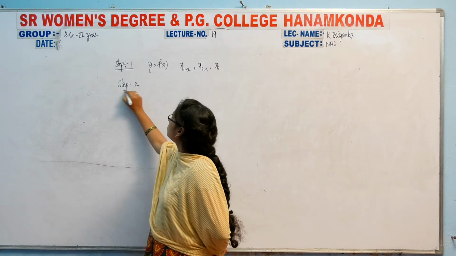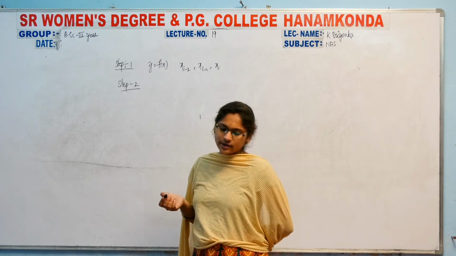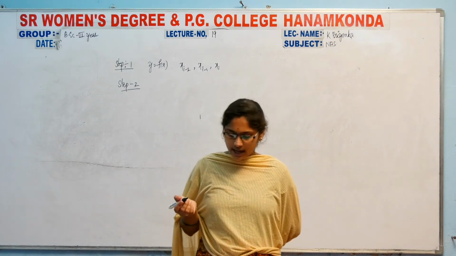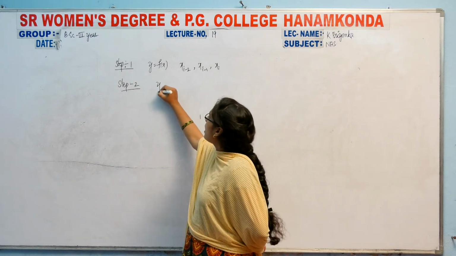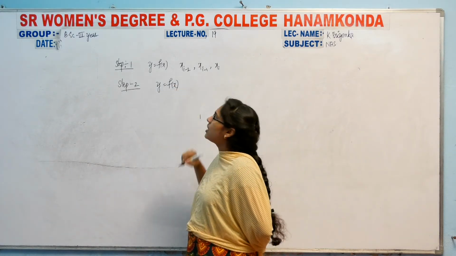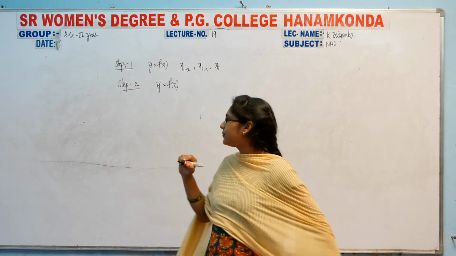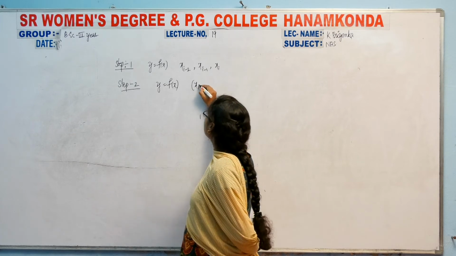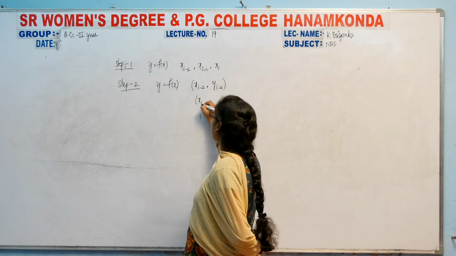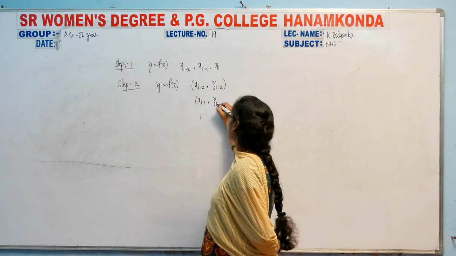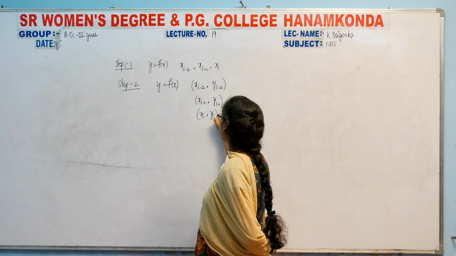Step 2. Consider any three distinct points on the curve y equal to f of x. What are the points? xi minus 2, yi minus 2; xi minus 1, yi minus 1; xi, yi.